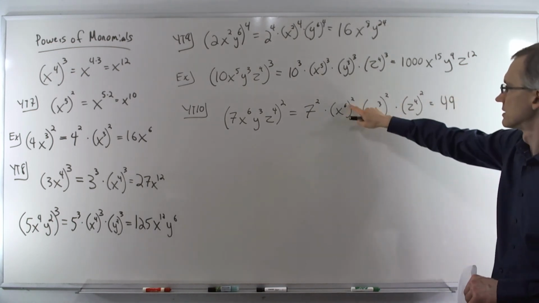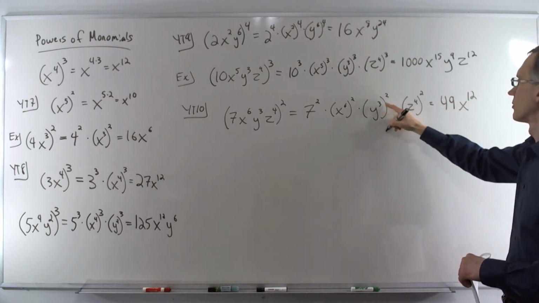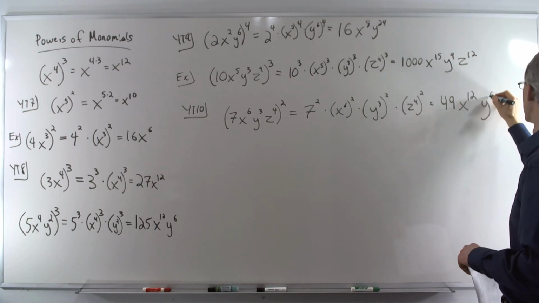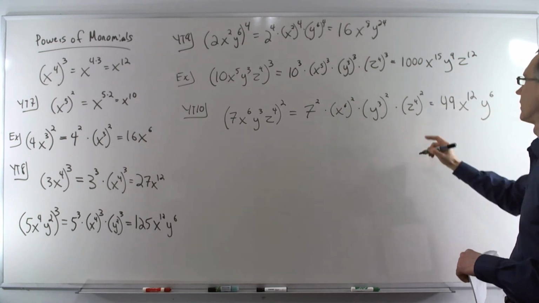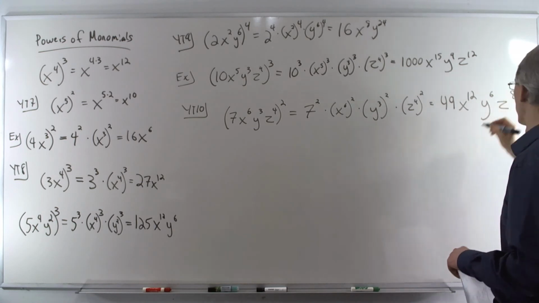Now we'll do the x's. 6 times 2 is 12. So that gives us x to the 12th power. 3 times 2 is 6. So we get y to the 6th. And finally, z to the 4th squared. And that is z to the 8th power.